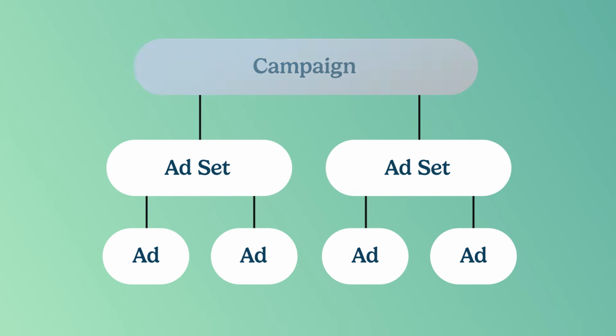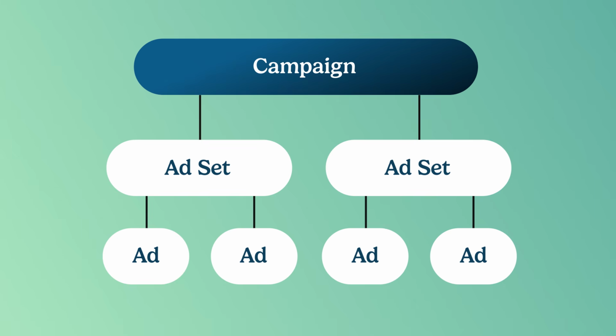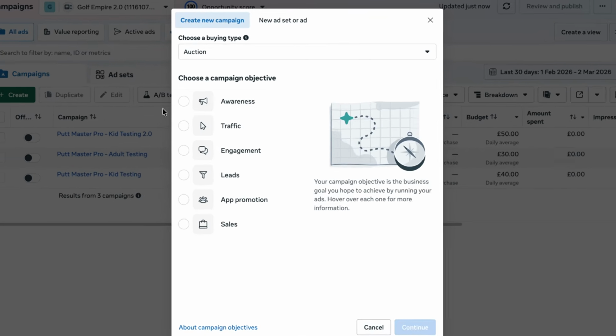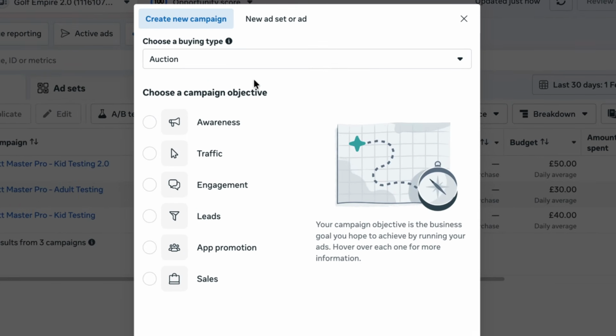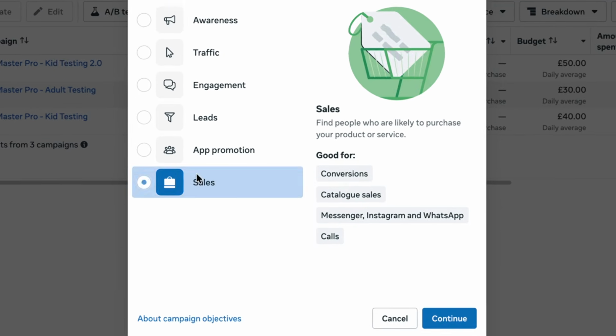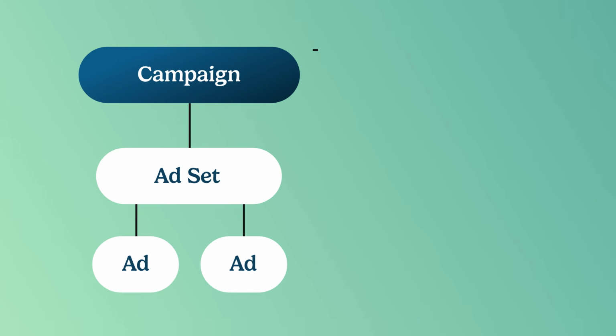Firstly, you have the campaign itself. This is where you'll choose your campaign objective. There are a number of different campaign objectives you can choose from. You have awareness, traffic, engagement, and a few others, but the one you want to optimize for as a Shopify store owner is sales. So just think of your campaign as what you want to achieve. In our instance, we want to achieve more sales on our store. One other thing to mention is that we only want to launch one product per campaign. So don't run ads to various different products within one campaign.